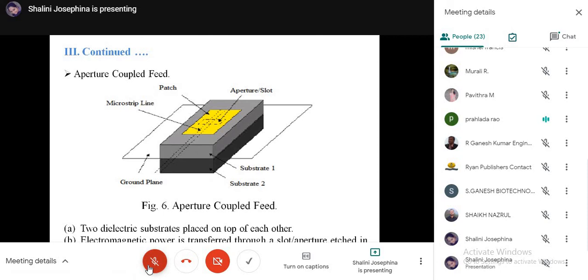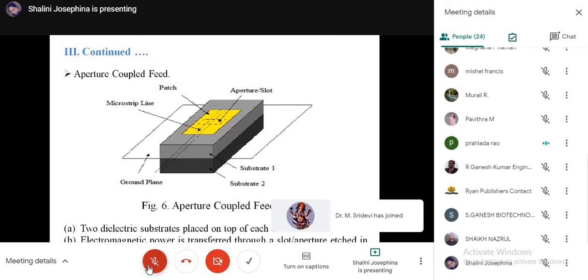Now the third method is the aperture coupled feed. In this method, two dielectric substrates are placed on top of each other. If you can see here in figure 6, two dielectrics are placed on top of each other. Now how do you feed the power to the radiating patches?